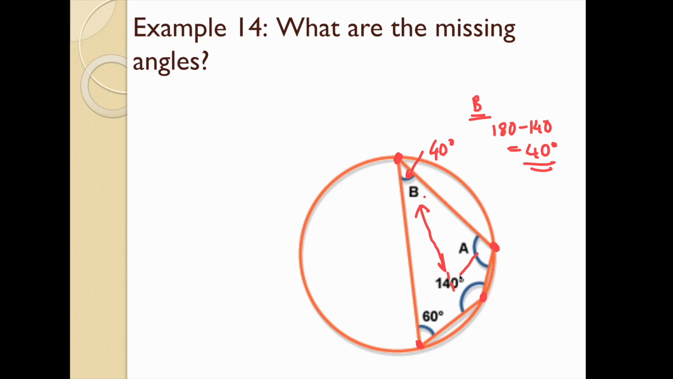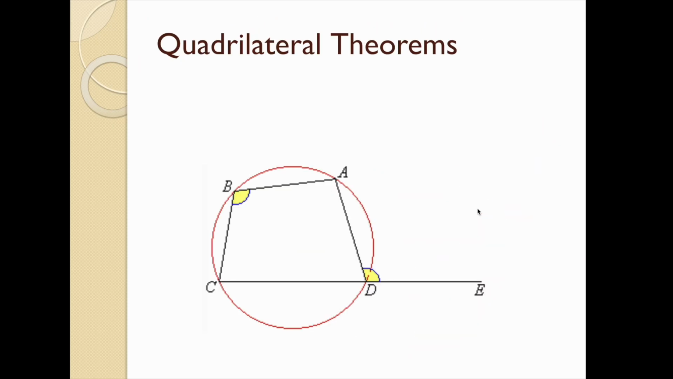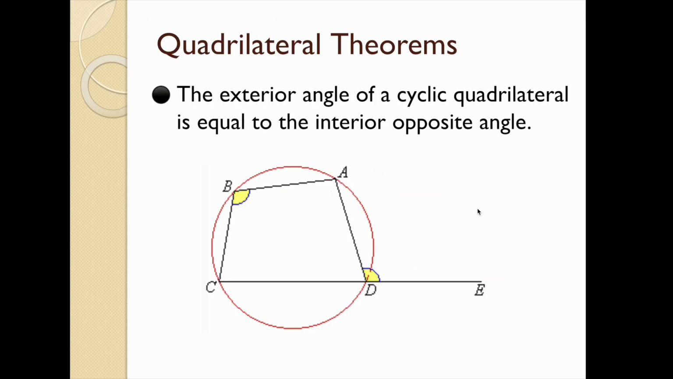Now these opposite points here, so 60 and A. So for A, that should add up to 180 as well. So 180 take away 60 gives me 120. So I know that this angle at A is 120. So the next quadrilateral theorem says the exterior angle of a cyclic quadrilateral is equal to the interior opposite angle. Because essentially this is the same thing as what we were doing.